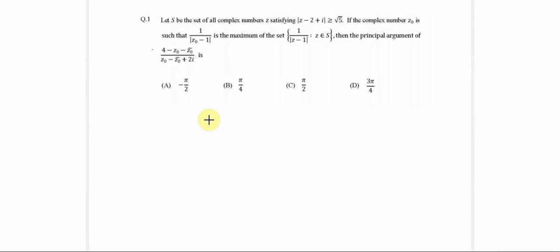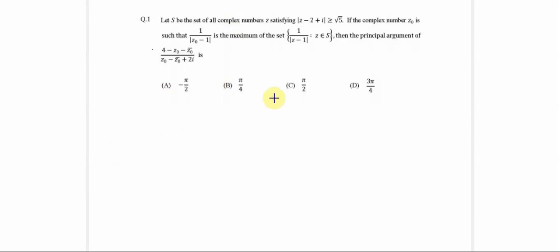Okay, this question is from complex numbers. It was asked in JEE Advanced 2019, paper 1, and there's a lot of information given here. First, a set is defined with an inequality, and then in that set, we have to find a value of z which maximizes that, and then we are asked to find the principal argument of a function of that z naught. The z naught we found with the previous info.